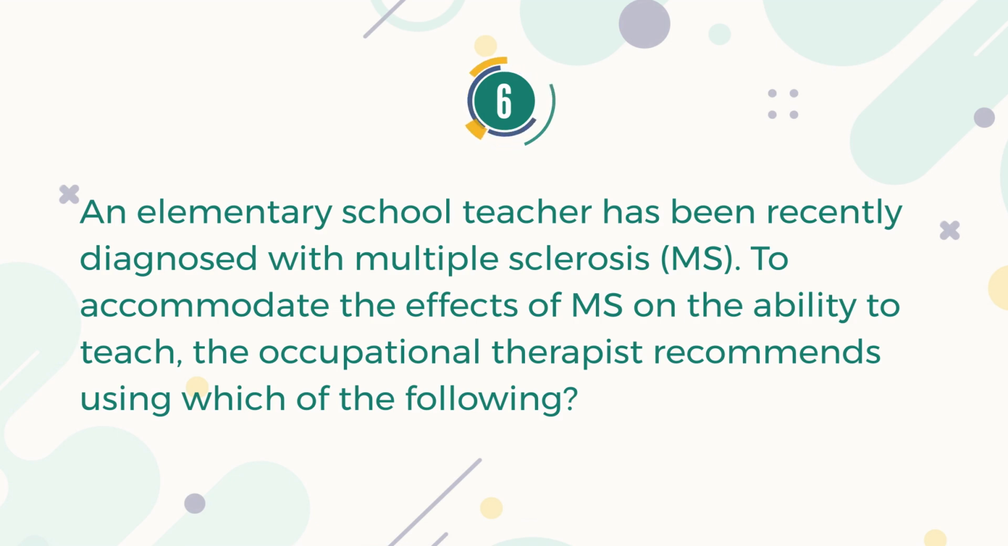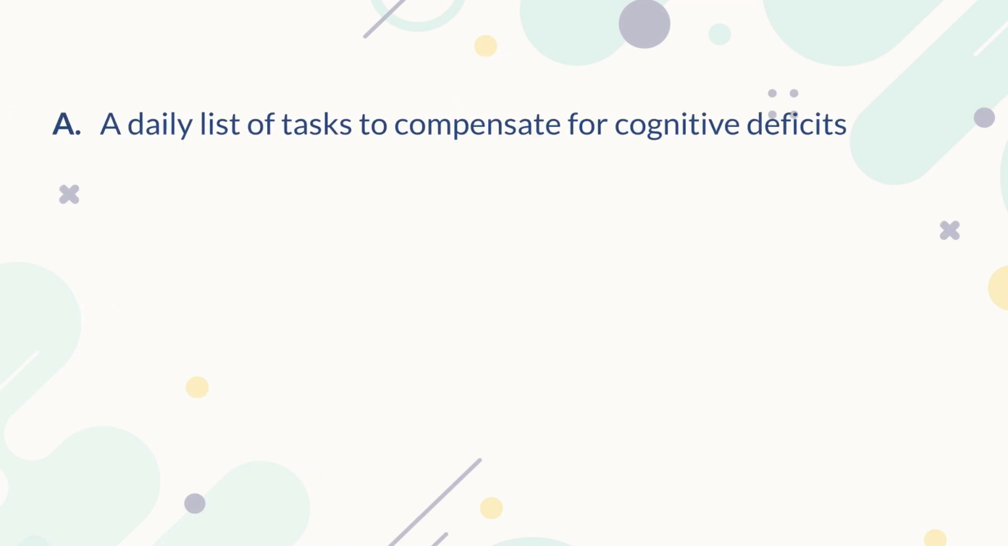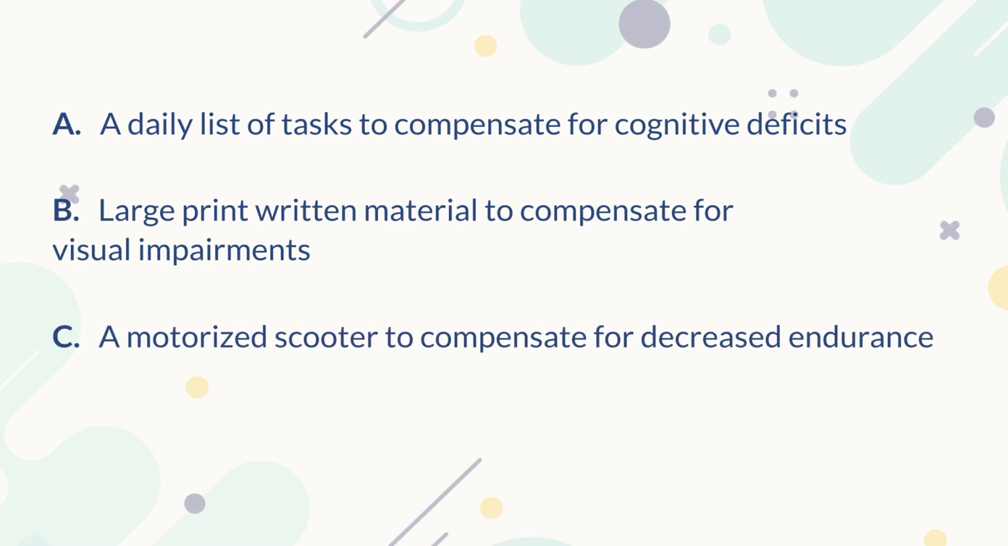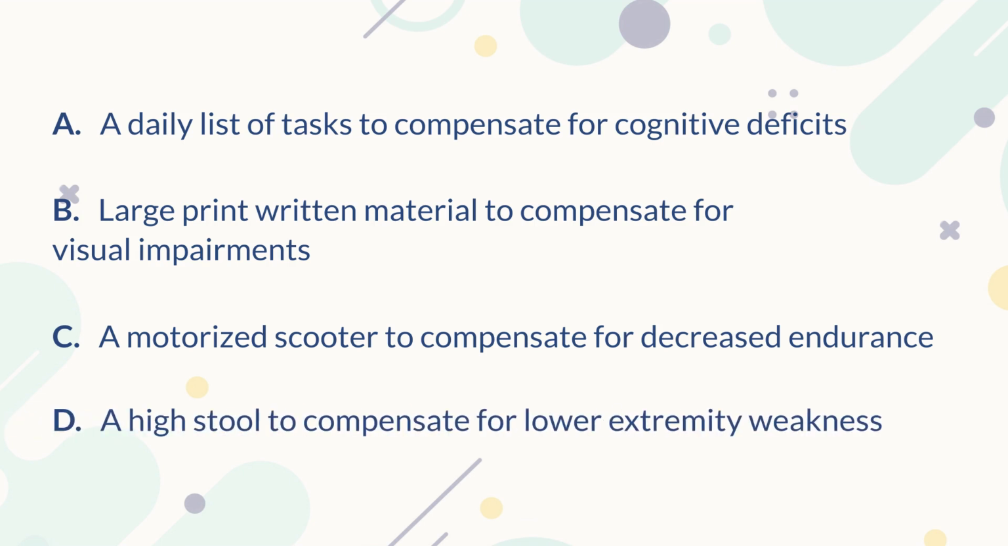Number 6. An elementary school teacher has been recently diagnosed with multiple sclerosis. To accommodate the effects of MS on the ability to teach, the occupational therapist recommends using which of the following? A. A daily list of tasks to compensate for cognitive deficits. B. Large print written material to compensate for visual impairments. C. A motorized scooter to compensate for decreased endurance. D. A high stool to compensate for lower extremity weakness.